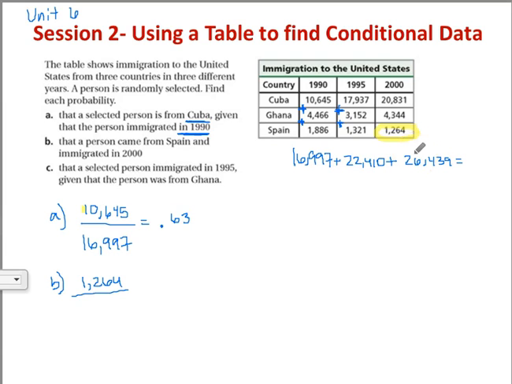So go ahead and use your calculator, add all those column totals together. Like I said, we were adding a lot here to figure out the total number of people who immigrated to the United States in those 3 years. And I got 65,846.